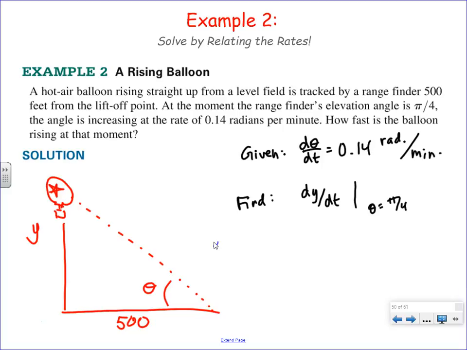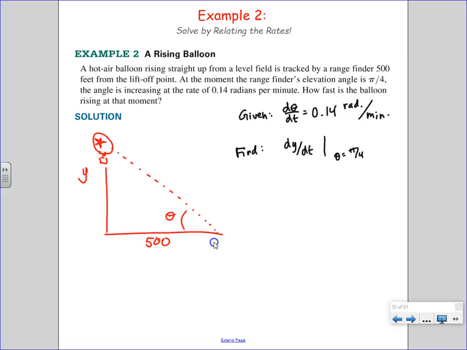How fast is the balloon rising at that moment? Oh, dy dt. And then you plug it into a calculator. Oh, we can't plug in anything though, because we haven't related the quantities yet. I'm a little ahead. We have to relate the quantities, we have to get a formula first. Because if we don't have a formula, then we can't relate the rates and we can't do anything with the problem. So we are going to start with tangent of theta is equal to, why are we using tangent? Because we know nothing about the hypotenuse, that's silly. But we do know something about the opposite and the adjacent, so I can make it y over 500.